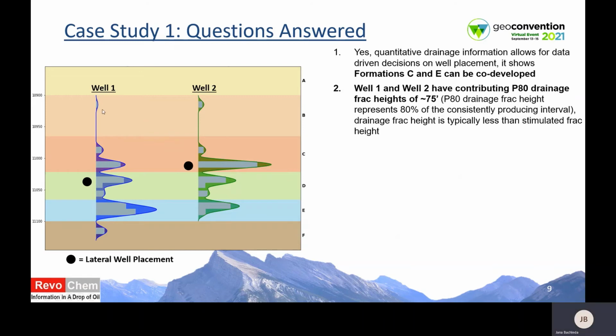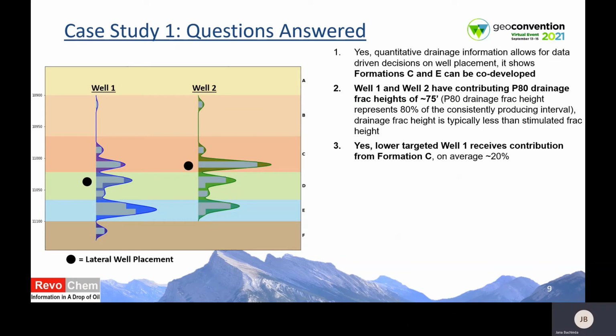We also use the FDFC curves to understand the P80 drainage frac heights. So P80 drainage frac heights represent 80% of the consistently producing interval, and well 1 and well 2 both have about 75 feet of P80 drainage frac heights.